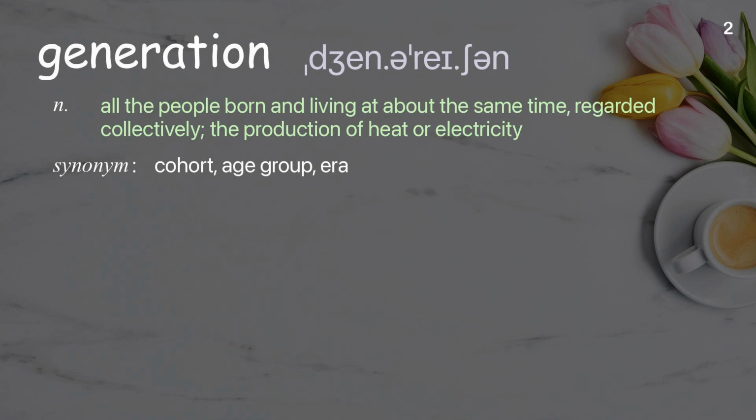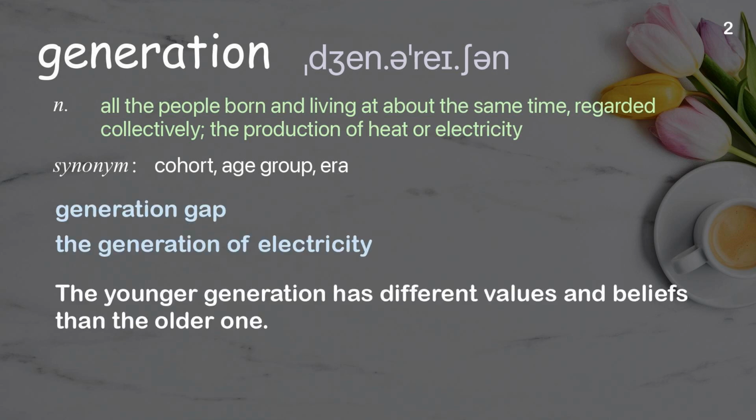Generation. All the people born and living at about the same time, regarded collectively; the production of heat or electricity. Examples: Generation gap. The generation of electricity. The younger generation has different values and beliefs than the older one.